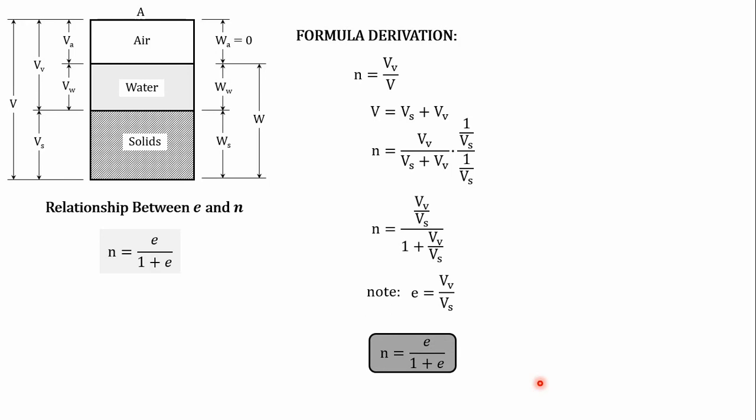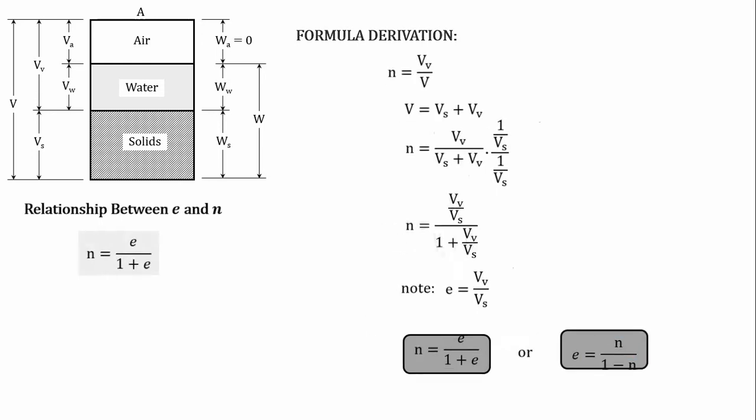Pangalawa, pwede natin siya void ratio in terms of N. Okay, kung gusto mong ganyang formula. Or it can be rearranged, which is e is equal to n over 1 minus n. Okay, so pwede natin gamitin tong dalawang formula na to.